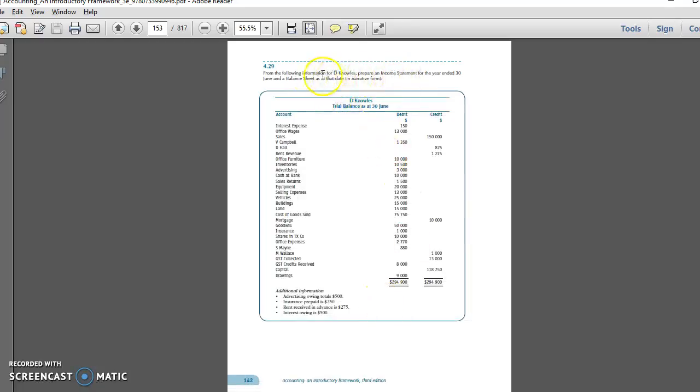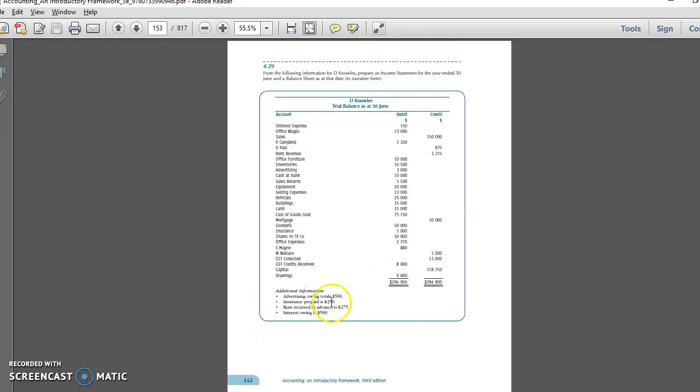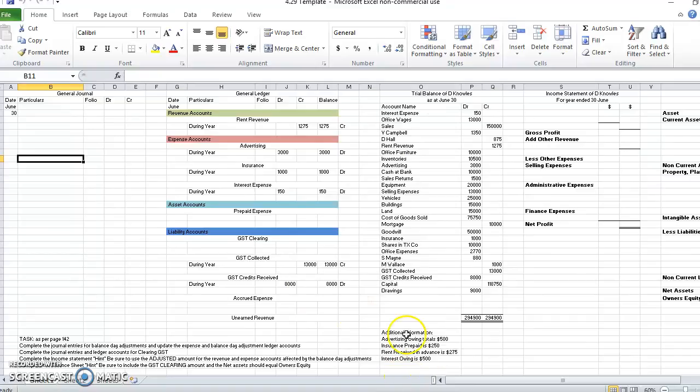Now, in addition to doing the income statement and balance sheet, we are going to also do our journal entries, update our ledgers, adjust our trial balance, and then create our income statement and balance sheet so that we can see the whole process all together. Now remember the additional information, this will include things like balance day adjustments.